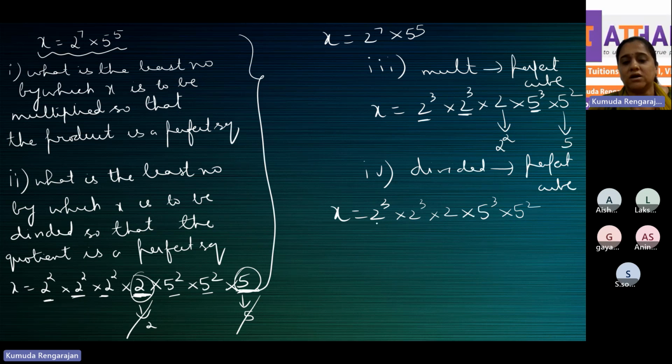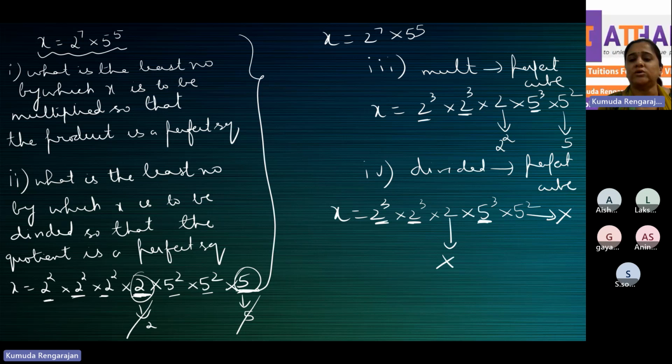Okay, so here 2 cubed occurs in triples. The other factors do not occur in triples. You're not going to give them factors now. You're going to remove the factors that do not occur in triples. So you're going to take away the 2 and take away the 5 square.